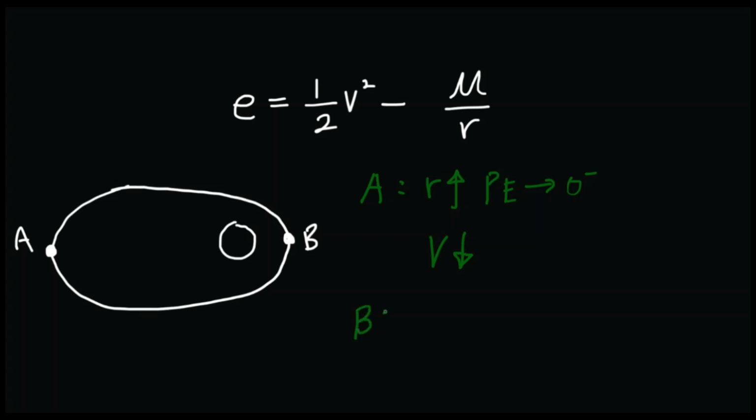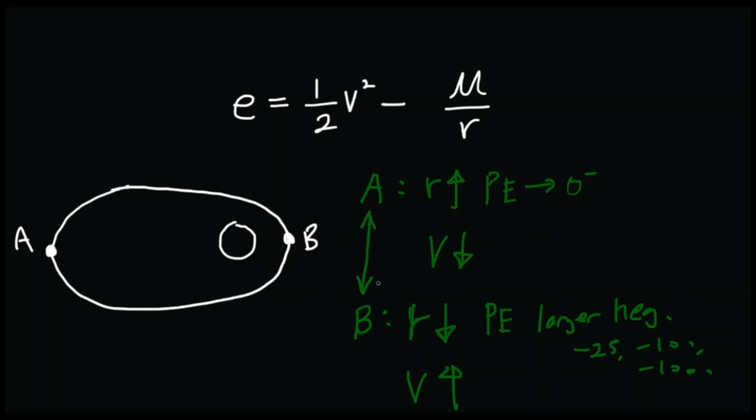Let's talk about point B. Our r is getting smaller because we're getting closer to Earth. That means potential energy is having a larger negative value. Larger negative value. What does that mean? It's becoming like negative 25 and then negative 100, maybe negative 1,000. It's a large negative value. Well, what does that mean? If the potential energy is becoming very, very small, as in a large negative value, in order to keep the total energy conserved, velocity has to be greater because we have to compensate for that very large negative value. And the energy for A and B has to be the same.